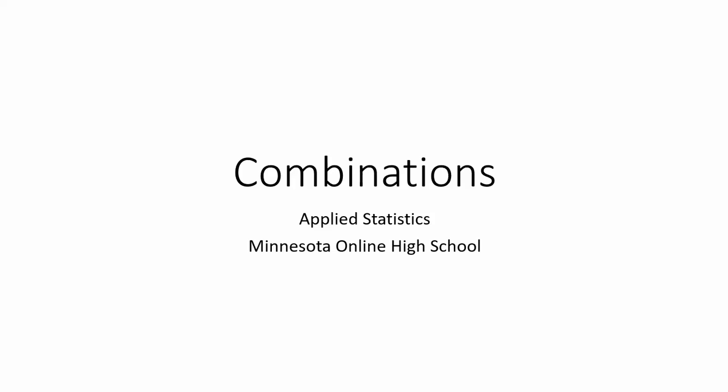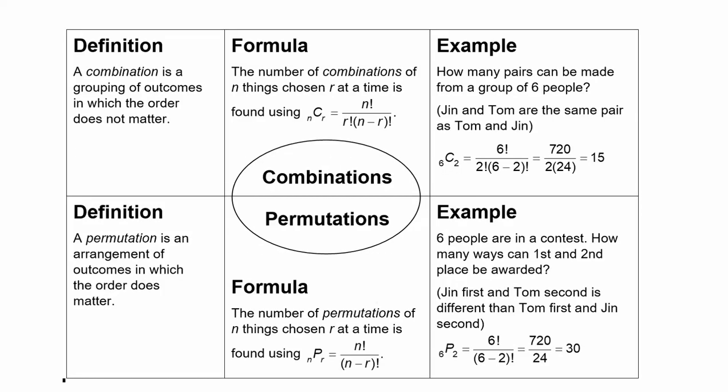In this video, we'll do a couple examples of how to calculate the number of combinations. First, let's start with a bit of overview about combinations and permutations, which often go together. Both of these involve picking a number of items from a larger set. The difference is looking at whether or not order matters.